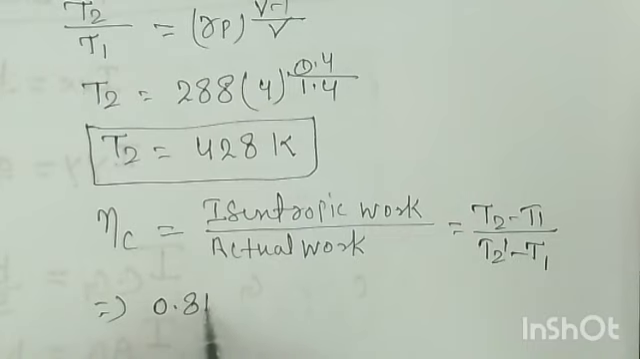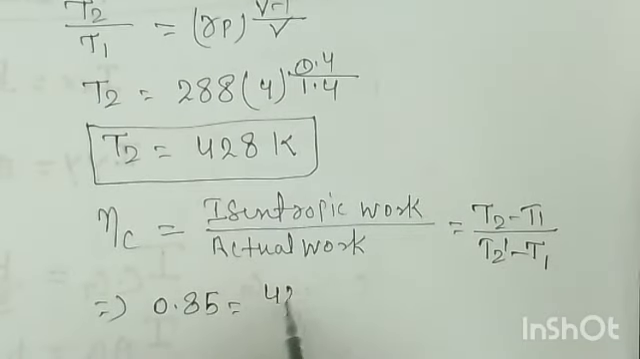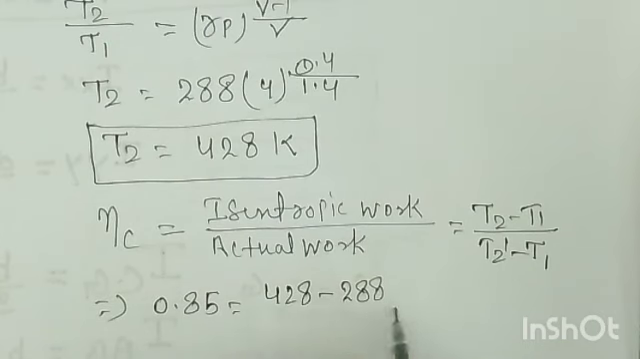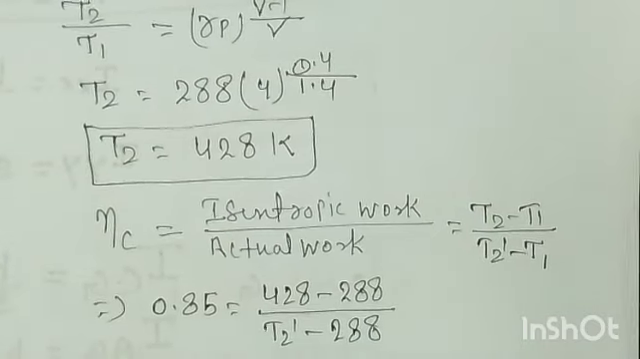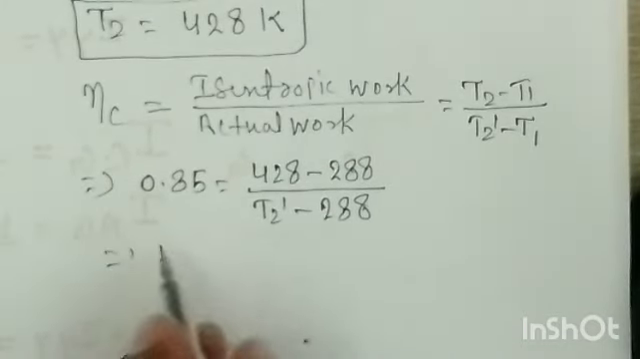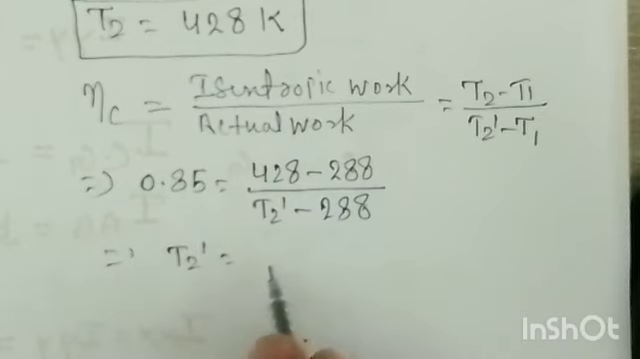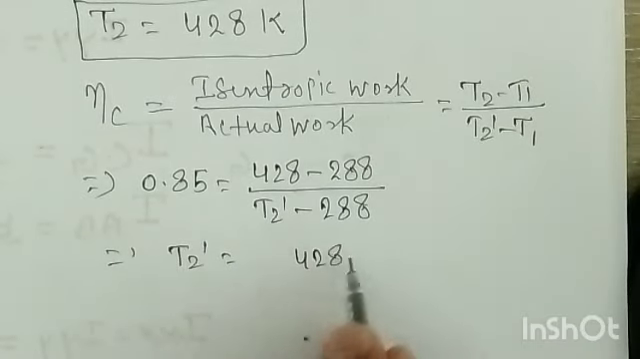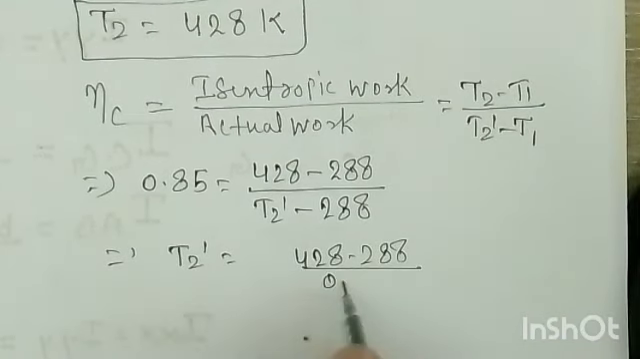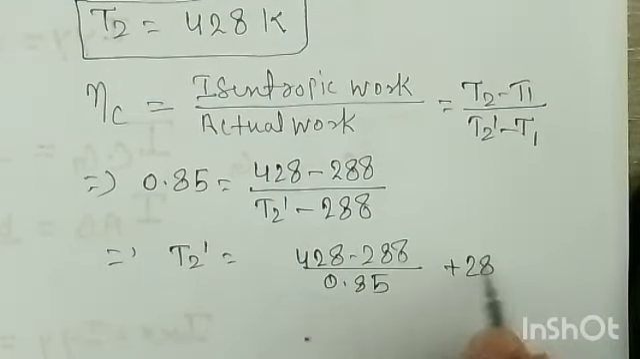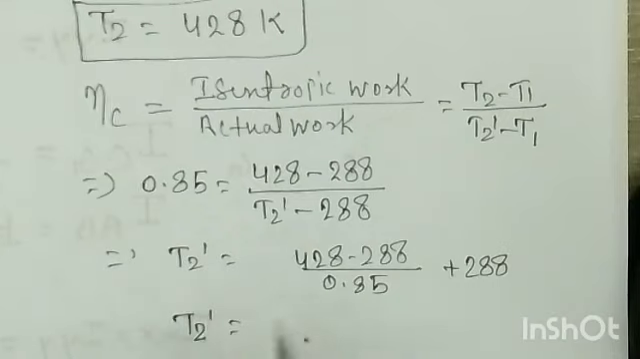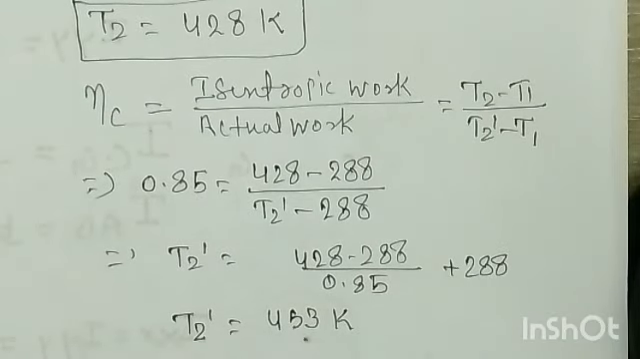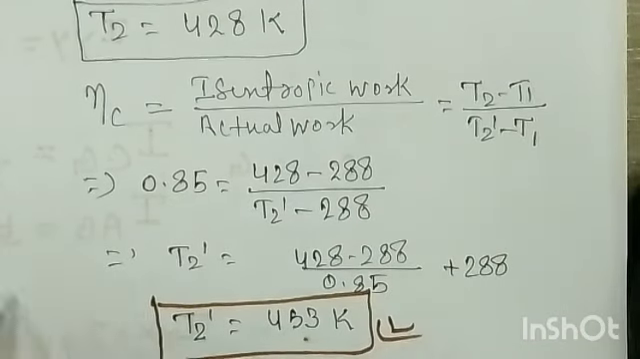So 0.85 is equal to (428 minus 288) by (T2 dash minus 288), right? When you cross multiply, T2 dash is equal to (428 minus 288) by 0.85 plus 288. This is simple mathematics, right? T2 dash is equal to 453 Kelvin. Now at the end of the compression, we have calculated both the ideal and actual temperature.